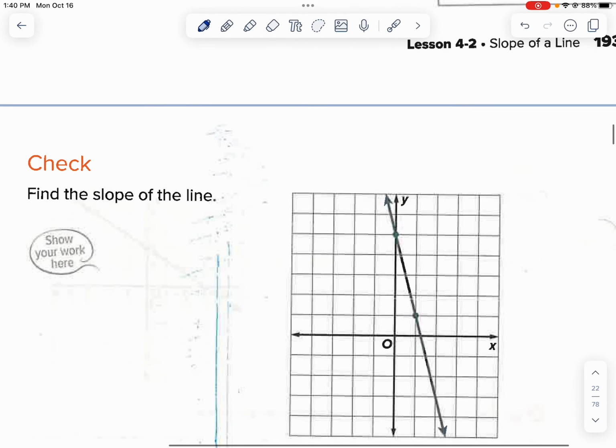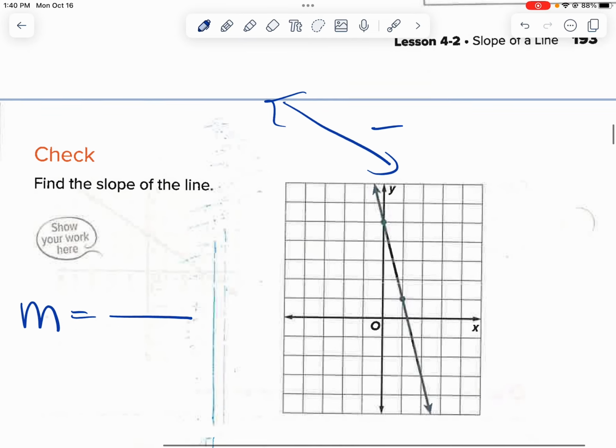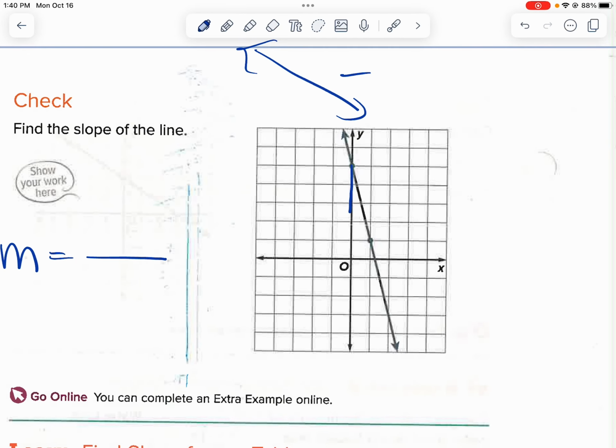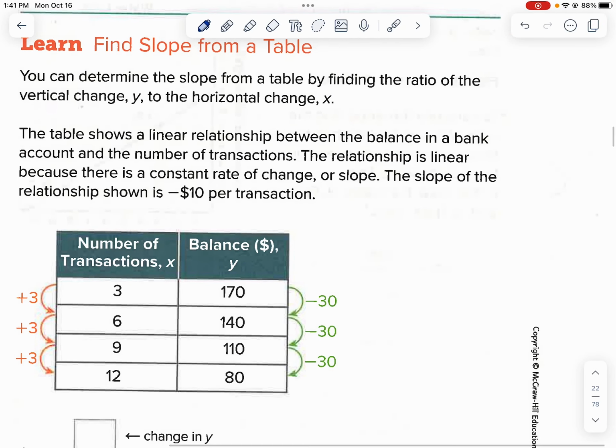Okay. Is this positive or negative? It is a negative slope. It goes in the negative direction. So slope is going to equal. How far down do I go? How far across? I went down 1, 2, 3, 4 times. I went to the right 1. So negative 4 over 1, which is negative 4. Okay.